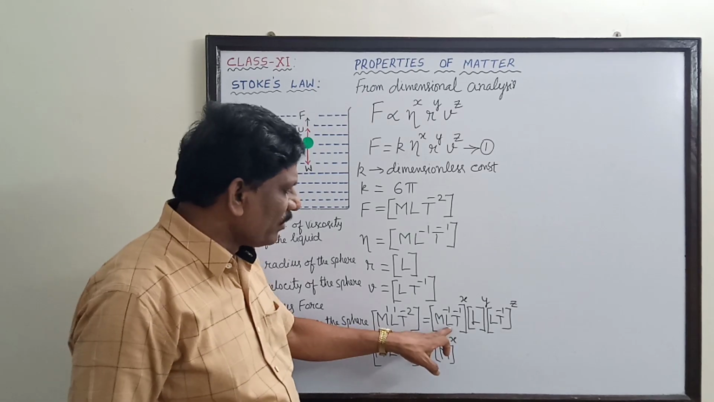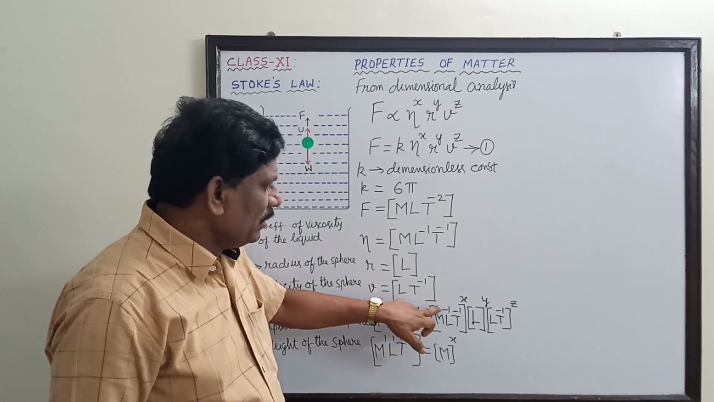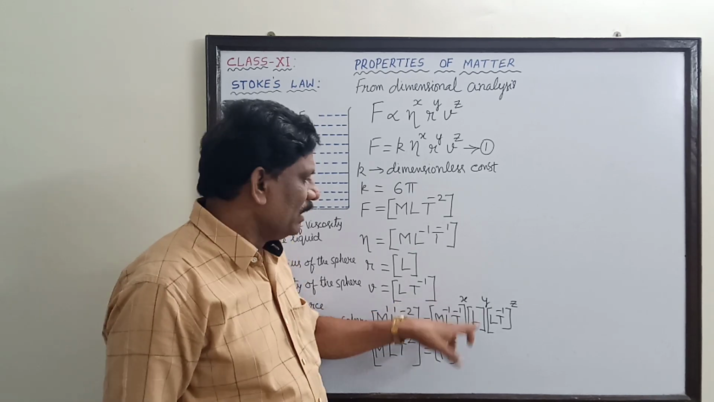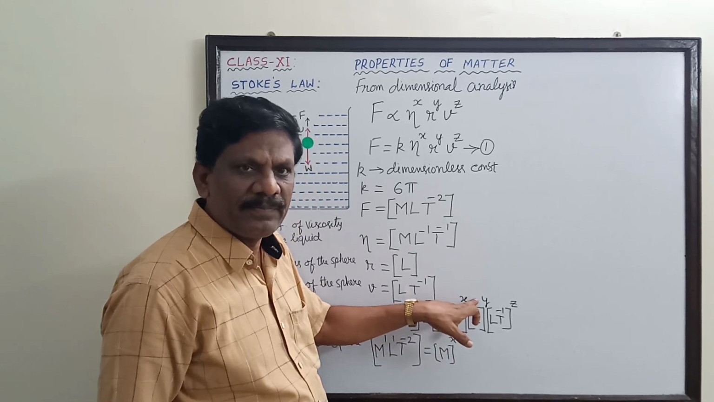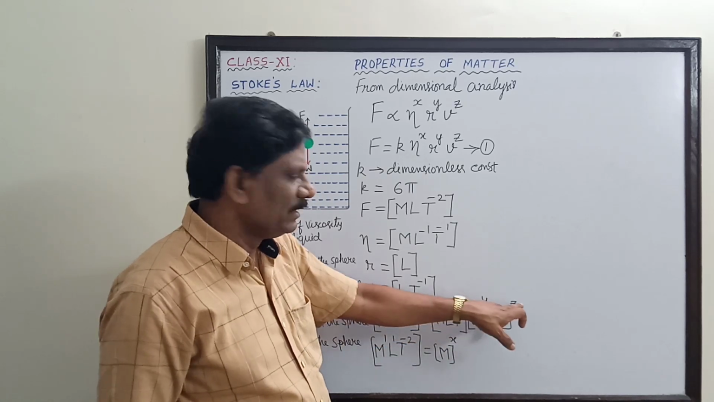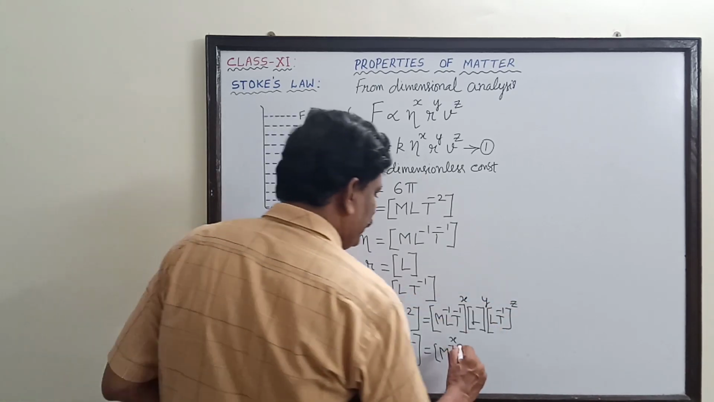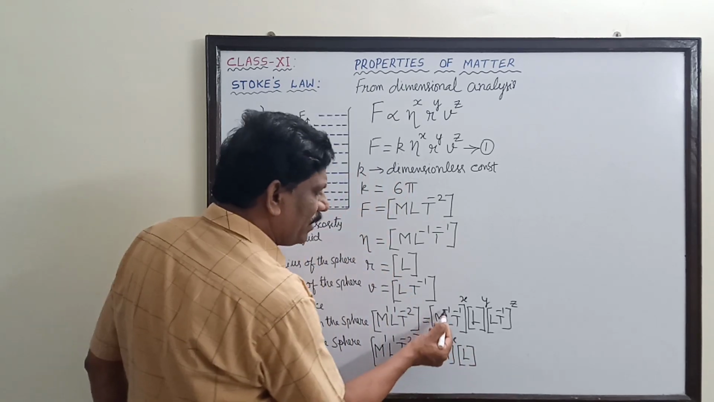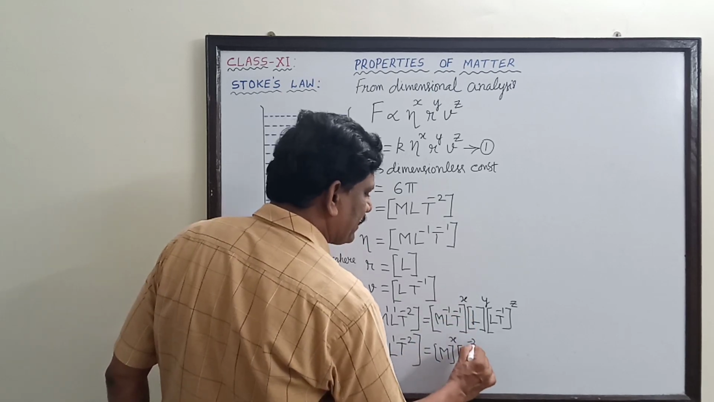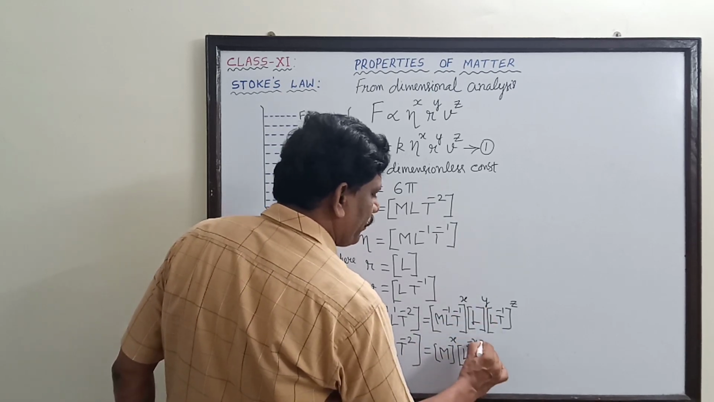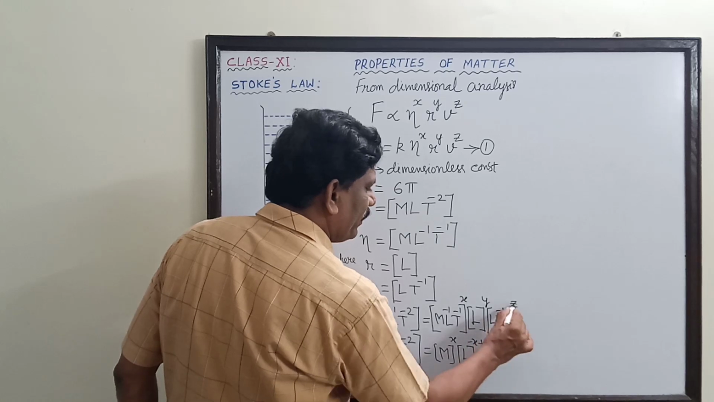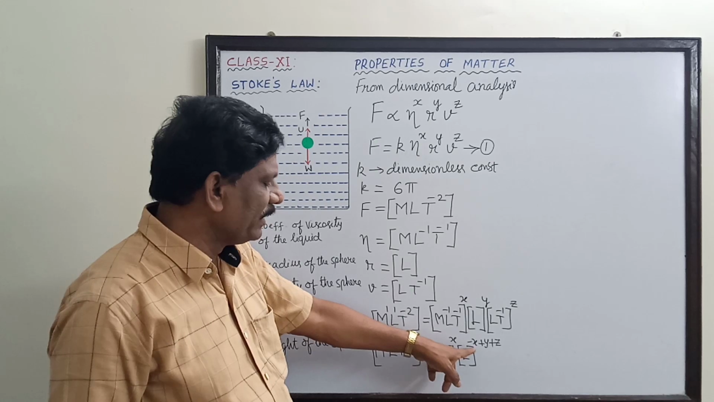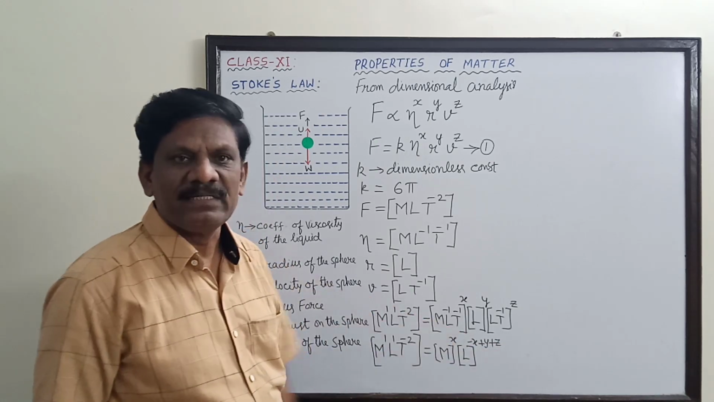Then L is raised to the power minus 1, but the whole power x, which means L power minus x. And here L power y, and here L power z. So totally, L is raised to the power: minus 1 power x is minus x, L power y gives plus y, and L power z is plus z. So L is having the power minus x plus y plus z.